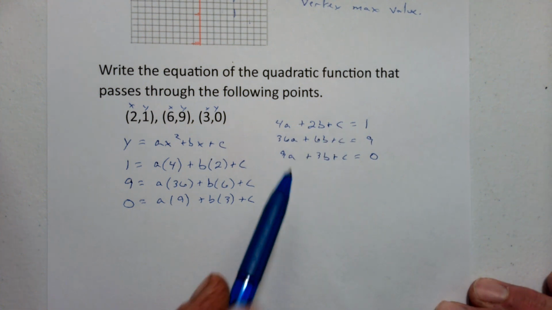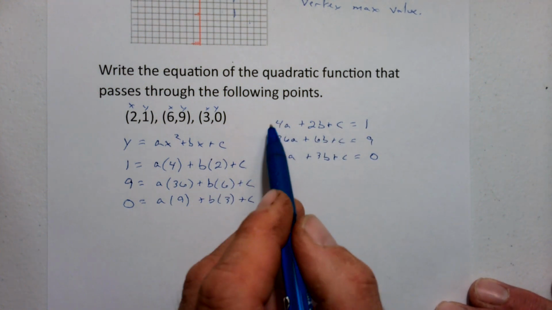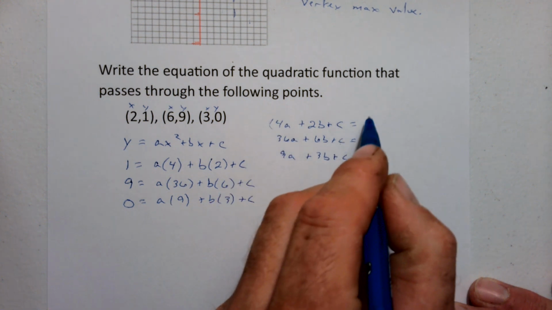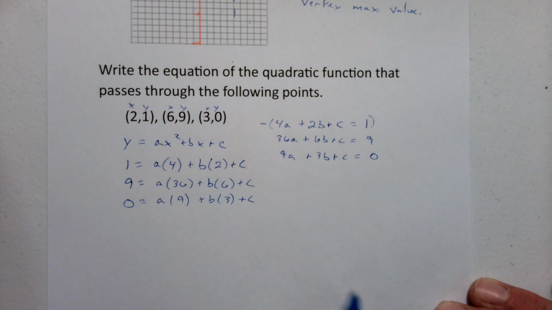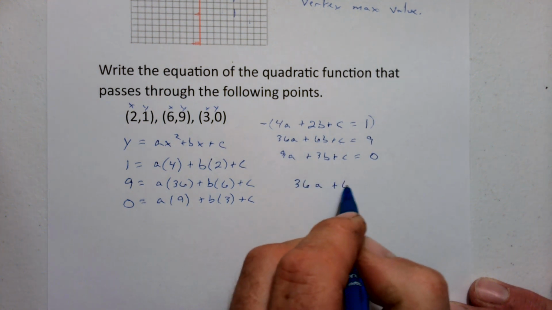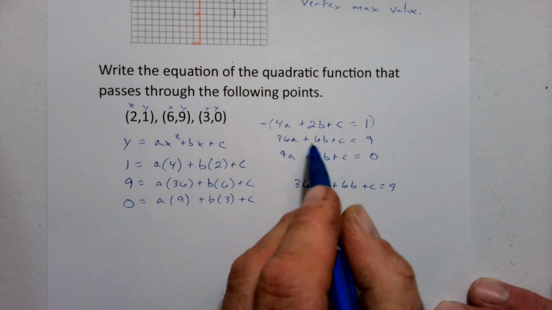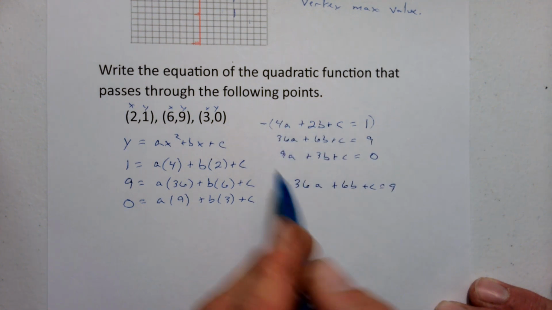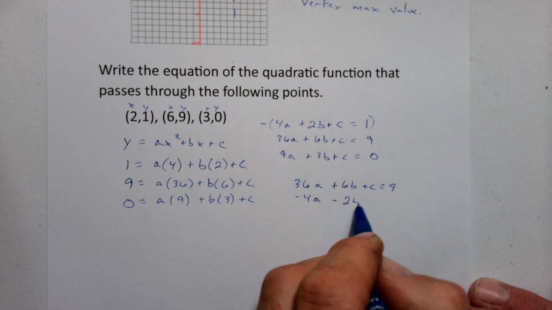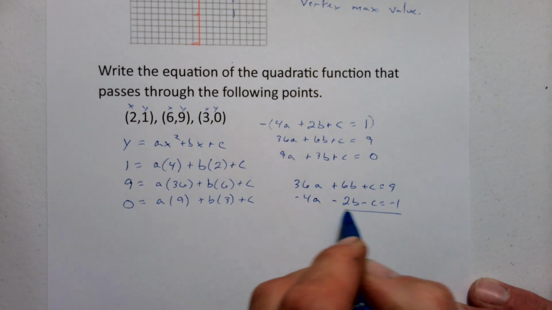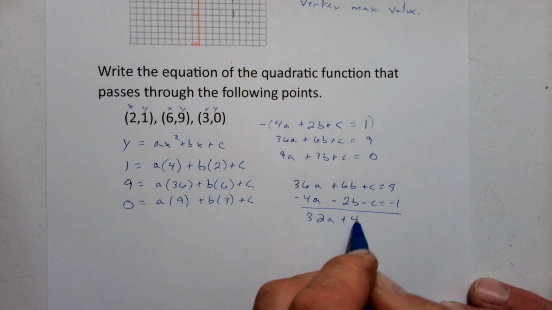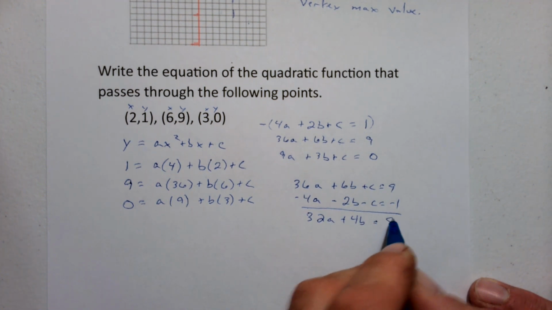So I'm going to suggest that you always eliminate those c values. Remember, we're going to pick 2 equations to start with. So I'm going to go ahead and take my first 2, and we're going to eliminate that c. What we're going to do is multiply that top one by a -1. So that gives us 36a plus 6b plus c equals 9. That's my second equation. Multiply my negative through. On the first equation, I get -4a minus 2b minus c equals -1. Solving this system, I have 32a plus 4b, my c's cancel, equals 8.